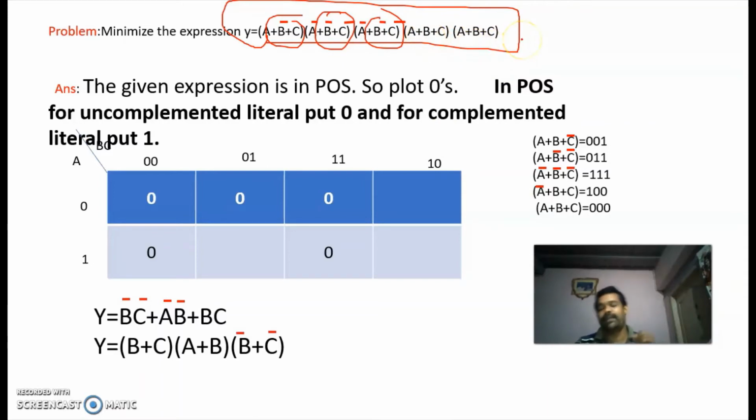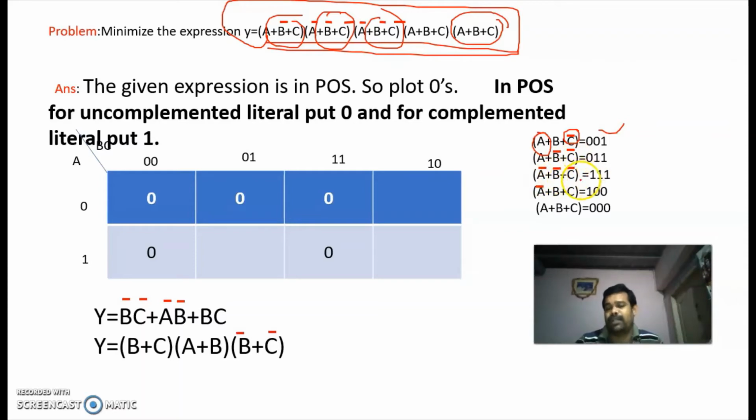Since the question is given in POS, we have to plot zeros. Then the given terms are max terms. So we have written the max terms. So for max terms, uncomplemented literal means you have to put 0. And for complemented literal means you have to put 1. So for A, B, C bar, 0, 0, 1. So 0, 1, 1.